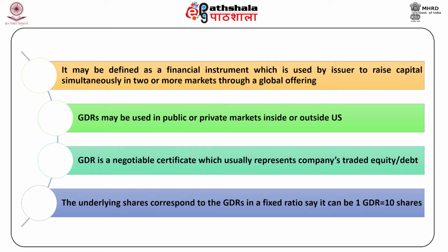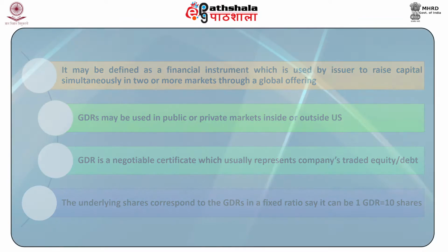GDR is a negotiable certificate which usually represents a company's traded equity or debt. The underlying shares correspond to the GDRs in a fixed ratio. Say it can be 1 GDR is equal to 10 shares or 1 GDR is equal to 1 share, depending upon the price at which the GDR is being offered.